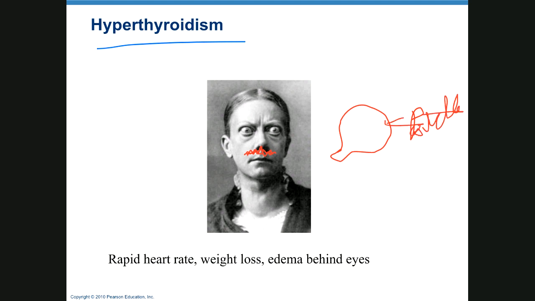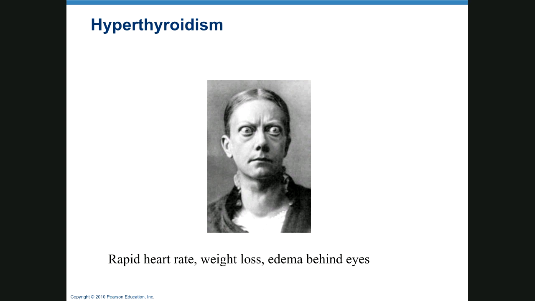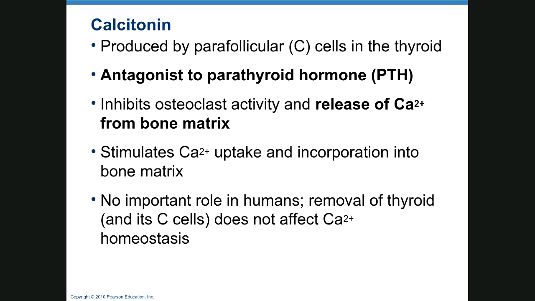Okay. Anyway, in hyperthyroidism, you have rapid heart rate, weight loss, edema behind the eyes, and you may have an enlarged thyroid. You may or may not. Now, actually, hyperthyroidism can lead to nervousness. It can cause psychosis. It can cause death. It's not something to be taken lightly. It's often caused by Graves' disease, which is an autoimmune disease. And I should have mentioned hypothyroidism in adults is often caused by Hashimoto's, which is also an autoimmune disease.